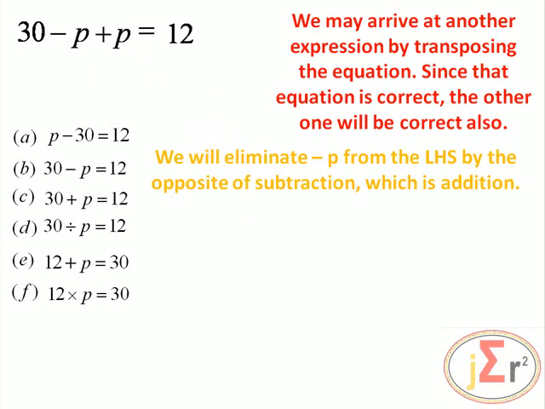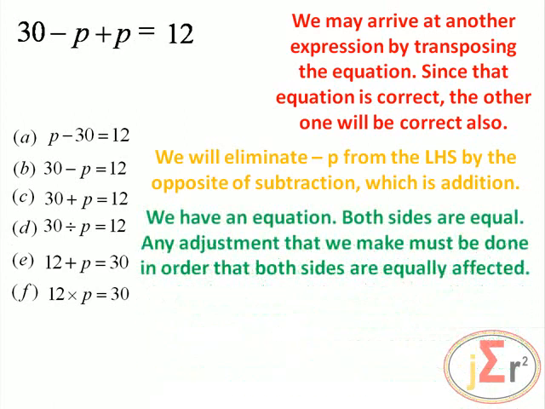So we will eliminate negative p from the left hand side by the opposite of subtraction, which is addition. And we had the equal sign there emphasized quite a bit for a long while. Why do we emphasize it? We have an equation, that's why. But what are the consequences? Both sides are equal. Any adjustment that we make must be done in order that both sides are equally affected.